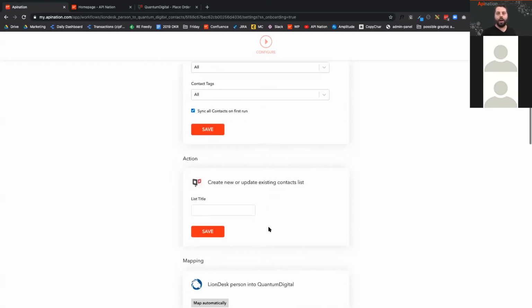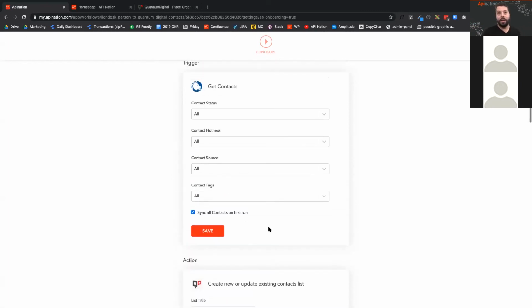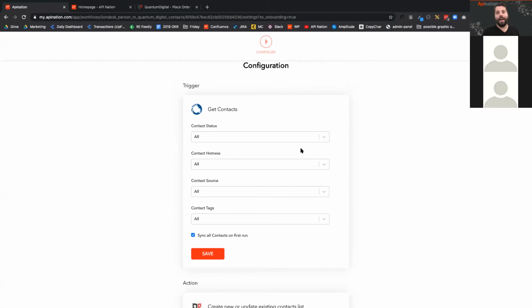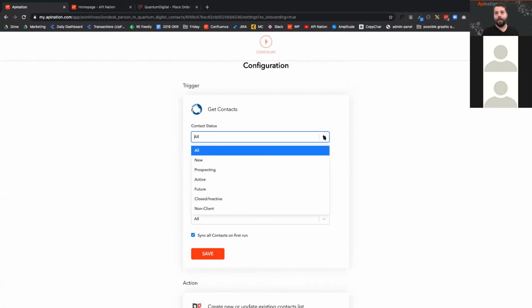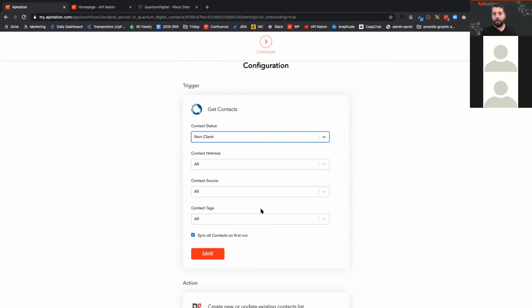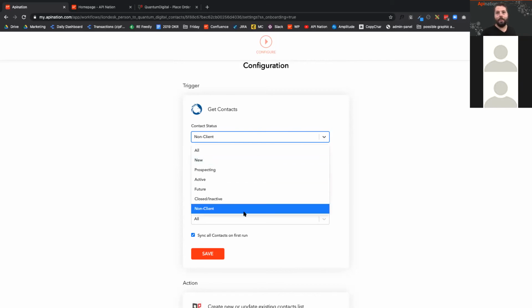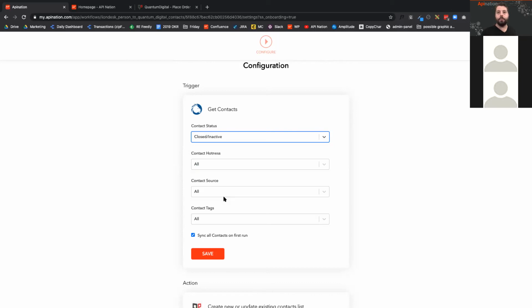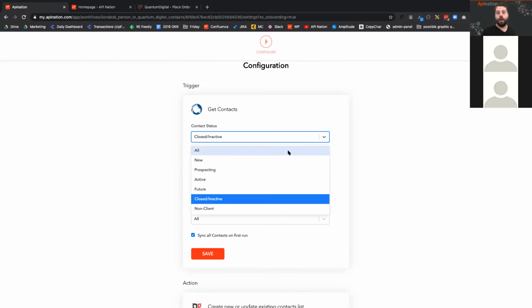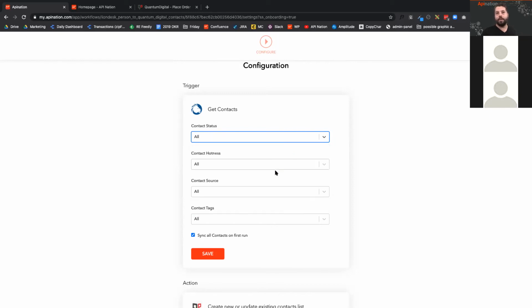If you want to get a little ambitious, then you can go ahead and filter this out a little bit. So let's say only non-client. Maybe I want to create a whole list of people who aren't my clients and send them something to get them to become clients, or maybe they're agents or something, or closed inactive. So people I've done business with in the past. That way I can send them a series that's relevant to them. But if you want to create a single list for everybody, just leave it with all.